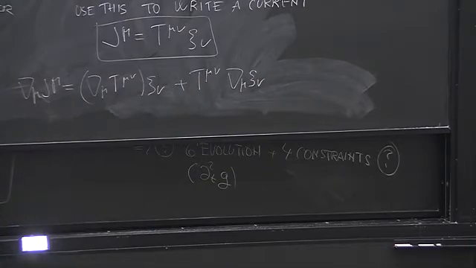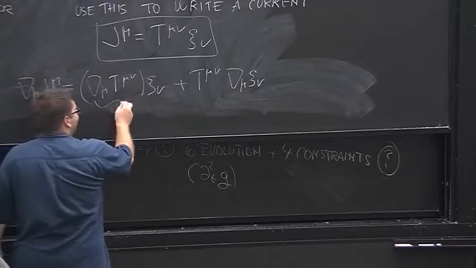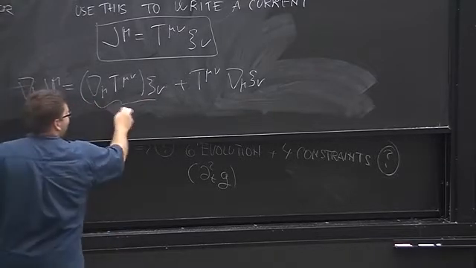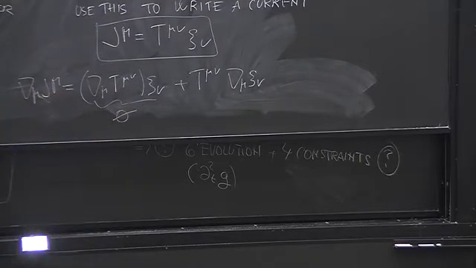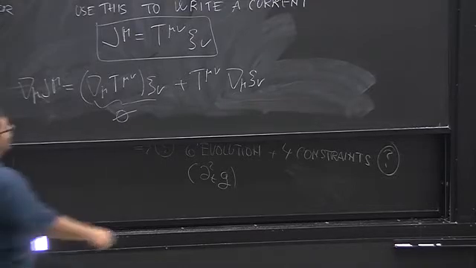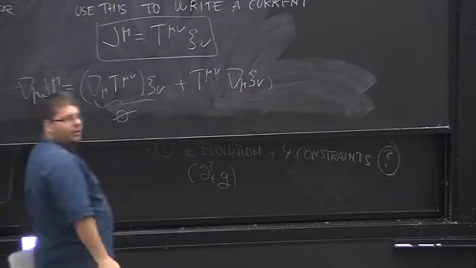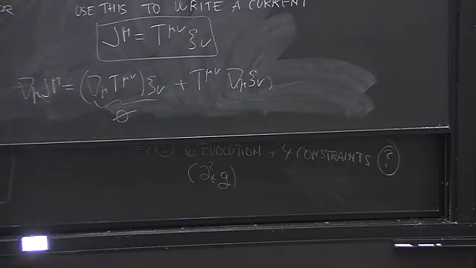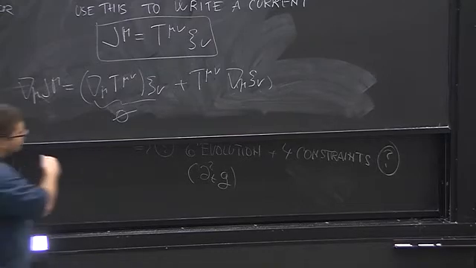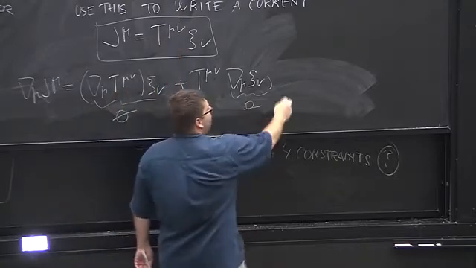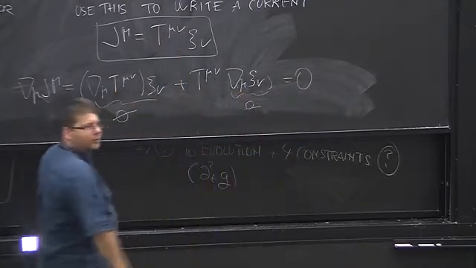Very good. So the first term is what? It is 0 because of conservation of the energy momentum tensor, nabla mu T mu nu equals 0. What about the second term? It is 0 because this guy is symmetric, so I can equally symmetrize over mu and nu here. But that's precisely my Killing vector equation. So this guy is 0 because of this equation here, and so this current is now conserved.